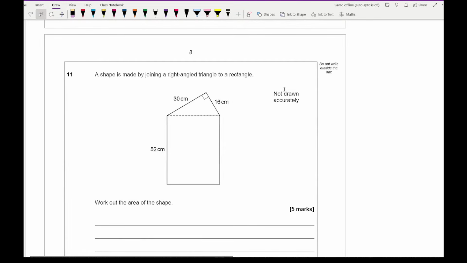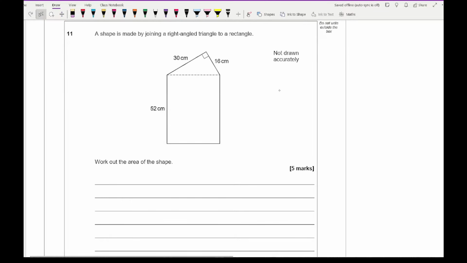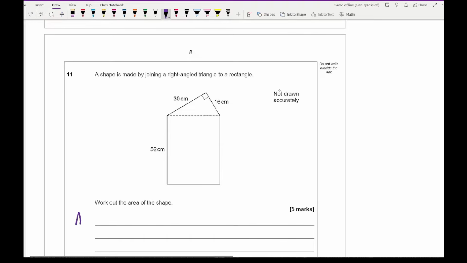Moving on to question 11, it says the shape is made by joining a right angle triangle to a rectangle. Work out the area of the shape. So for this, I've got a triangle and a rectangle. Now for the area of the triangle, all I've got to do is know that I've got the base and the height.